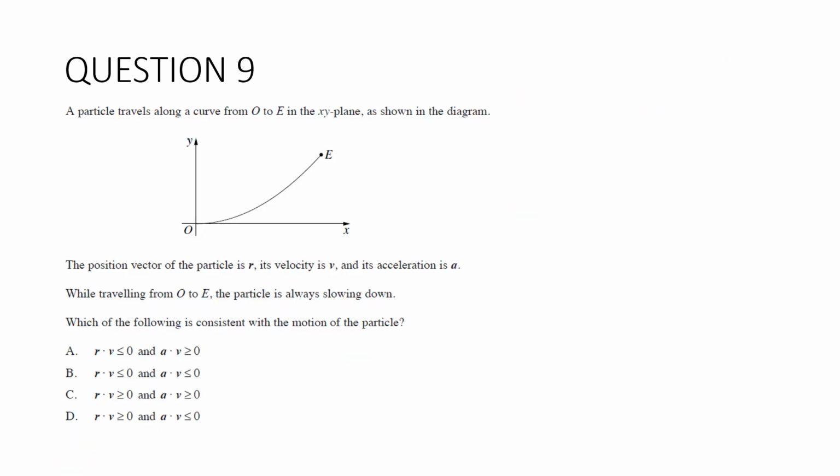Question 9. A particle travels along a curve from O to E in the xy plane as shown in the diagram. The position vector of the particle is r, its velocity is v, and its acceleration is a. While travelling from O to E, the particle is always slowing down. Which of the following is consistent with the motion of the particle? All right, so let's start here. The particle is always slowing down, which means that v and a must be opposite in direction.